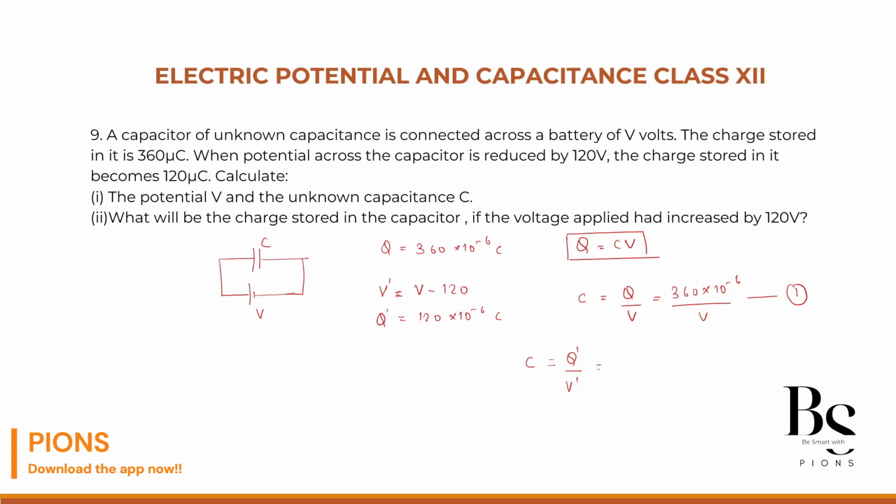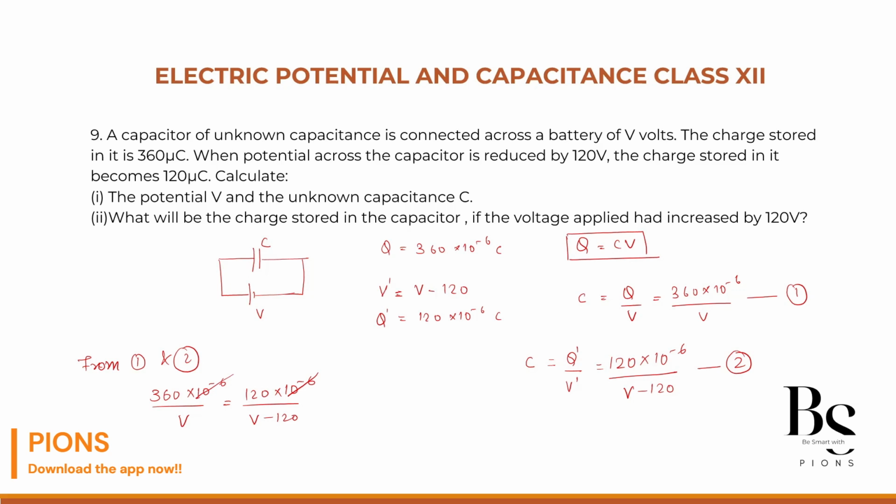So Q dash will be 120 into 10 to the power minus 6, and V dash, the voltage, is V minus 120. This is our equation number 2. That's our first one, this is our second one. Are both capacitances equal? Yes. So from 1 and 2, let's equate them. 360 into 10 to the power minus 6, whole divided by V, must be equal to 120 into 10 to the power minus 6, whole divided by V minus 120. Cancel this with this, and let's cross multiply.